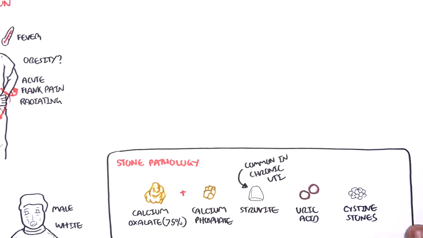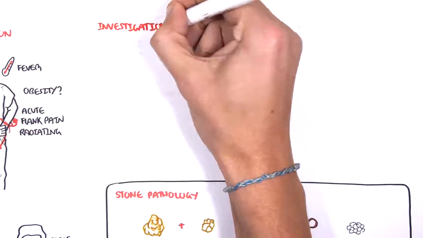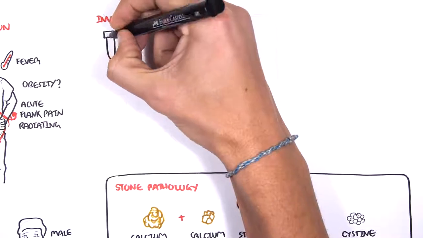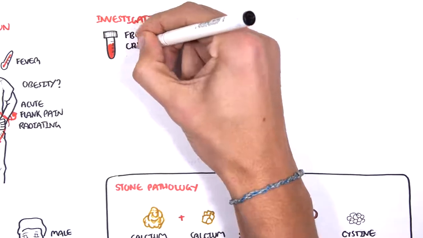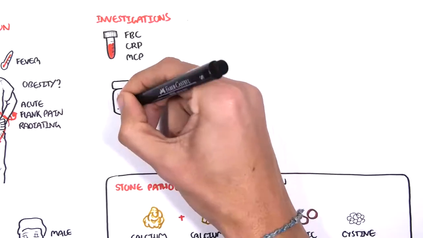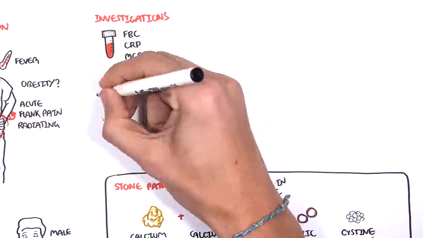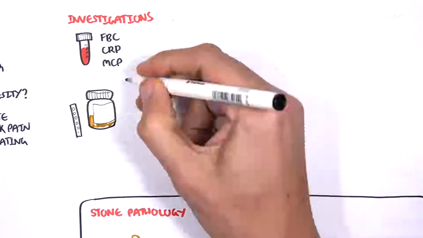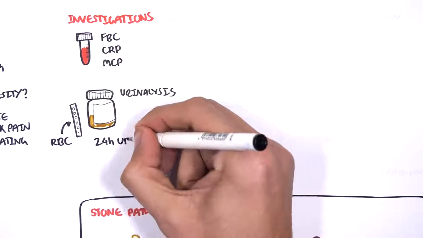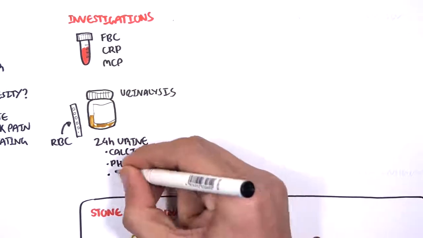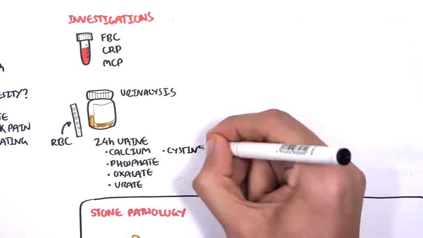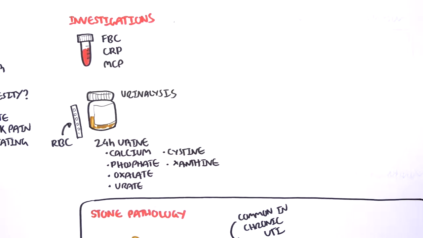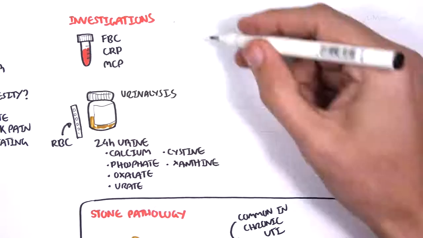Investigations for suspected renal calculi, renal stones, include a full blood count, CRP, magnesium, calcium, phosphate levels, urinalysis, which may show hematuria, a 24-hour urine calcium level, phosphate level, oxalate, urate, cysteine, and xanthine levels. And this can show us what type of kidney stone it might be.